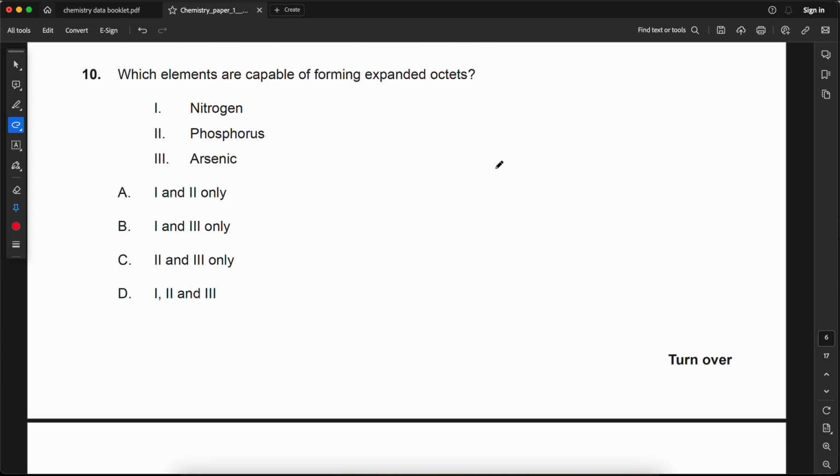Which elements are capable of forming an expanded octet? The octet rule is the tendency of atoms to end up with 8 electrons in their valence shell when they react. Expanded octet is when the valence shell contains more than 8 electrons. So nitrogen, with proton number 7 and electron number 7, has electron configuration 1s2, 2s2, 2p3. And phosphorus is 3s2, 3p3. And arsenic is Ar, 4s2, 4p3. Arsenic's electron number is 33, phosphorus is 15.